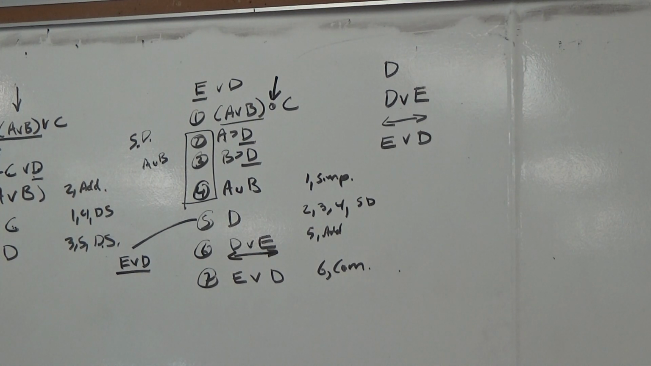Okay, so the first thing to deduce was that basically all you needed to do is get a D, and you're going to add the or E, and you go from there. Okay, that was 3.